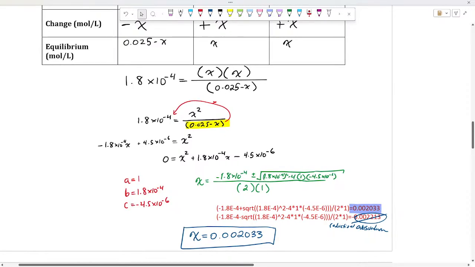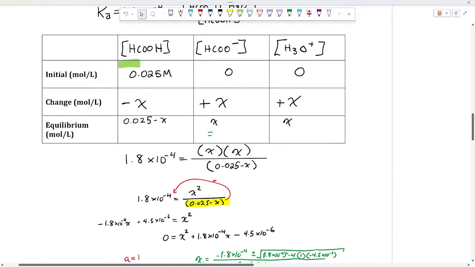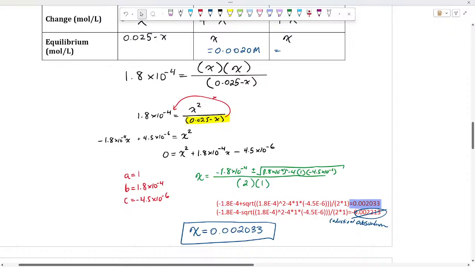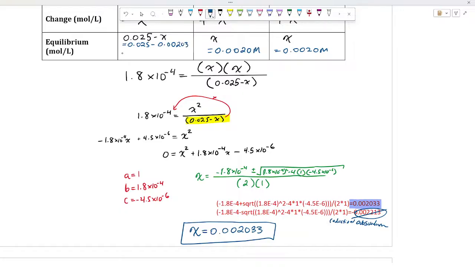So now we are only in 2 sig fig land. So for our actual answer, what will the concentration of HCOO minus be? 0.0020, right? And what about the concentration of H3O plus? What is it? Yep, very good. And then what about this one? This will be 0.025 minus 0.00203, whatever. So that will be 0.02.